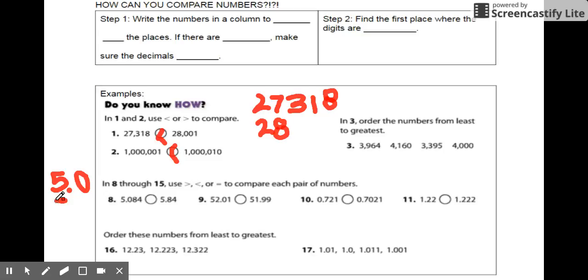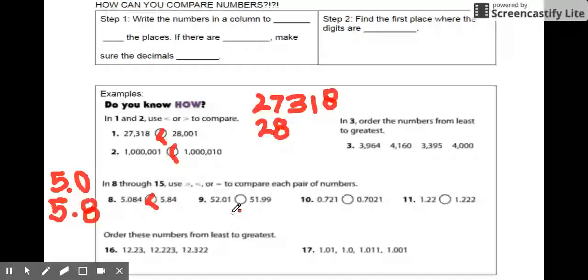On number 8, this one has a decimal in it. The rest of them do. So we have 5.084 and 5.84. If I were to start writing those out, this would be the 5.084, 5.84. These two are the same. Make sure your decimals align. But then this 8 is greater than this 0, which means this number is bigger.